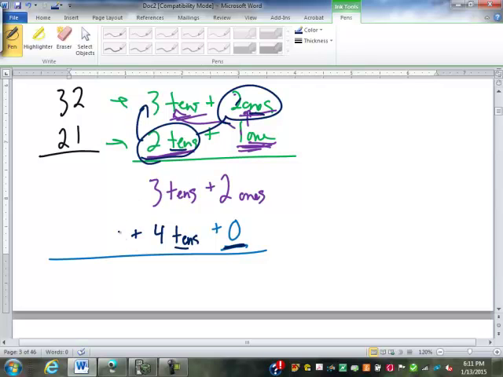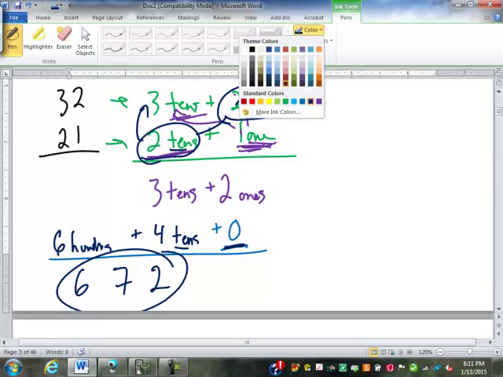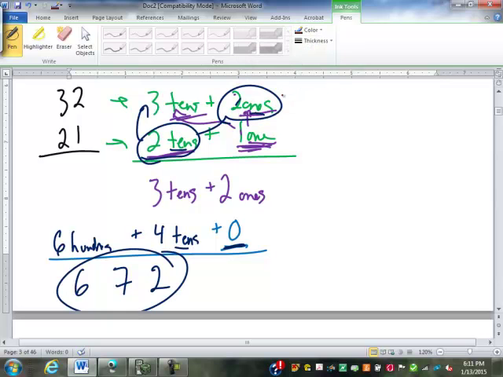Then 2 tens times 3 tens. 2 times 3 is 6. 10s times 10s is hundreds. So 672 is what that comes out to be. Again, I'm a realist, and I know the calculator is probably going to be involved. 32 is close to 30. 21 is close to 20. 30 times 20, you're expecting something close to 600.